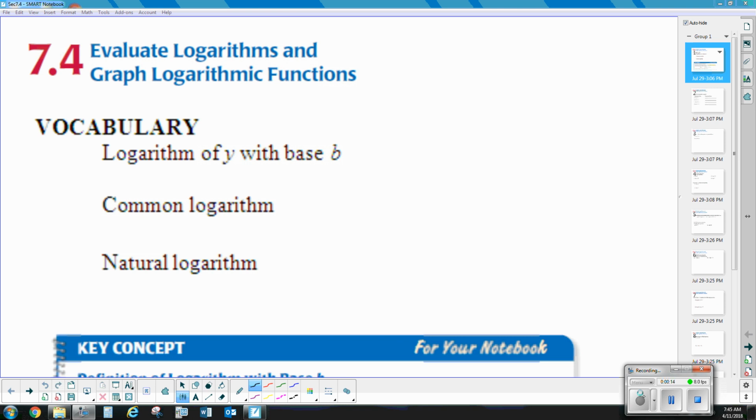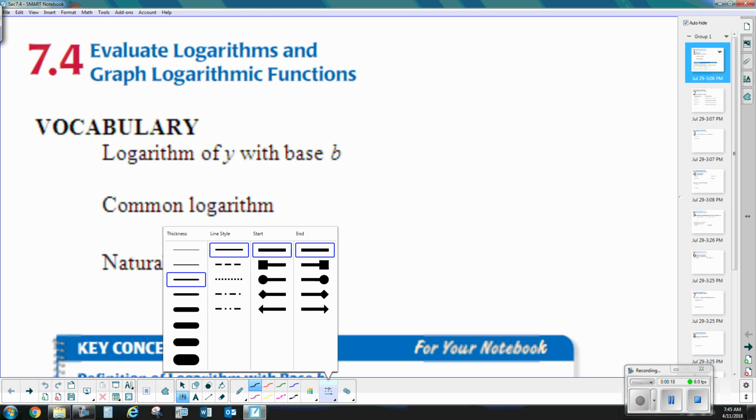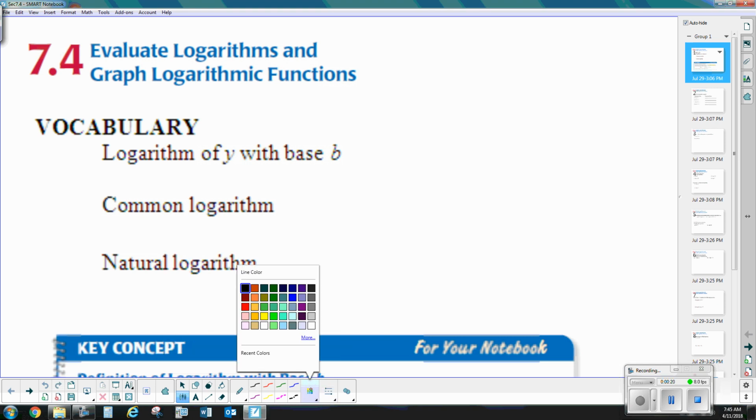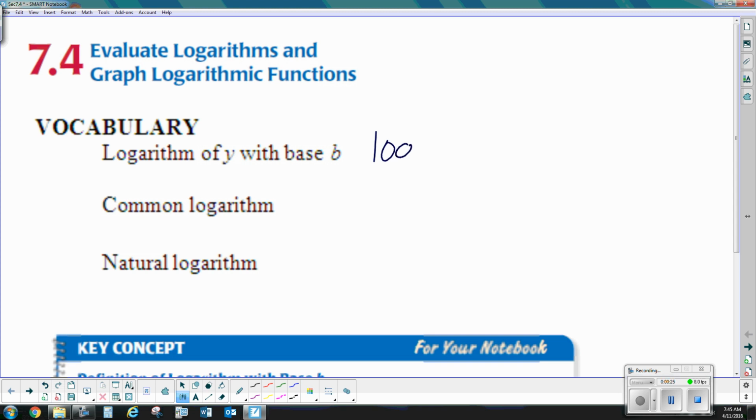First of all, the logarithm of y with base b, and you'll see this written as log with base b of y. In log base b of y, b and y are positive numbers and b does not equal 1.